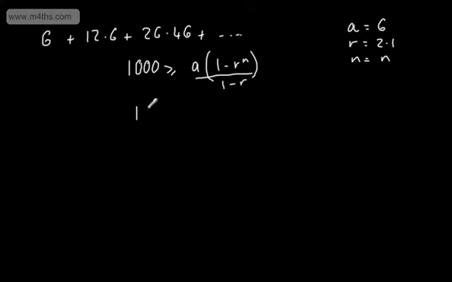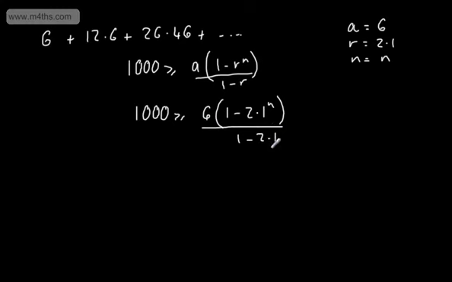So what we're going to do is plug this in. So we got 1,000 will be greater or equal than, and then we got 6, and that's the value of a, times 1 minus the ratio, which is 2.1 to the power of n, over 1 minus the 2.1. So this is what we're dealing with here.